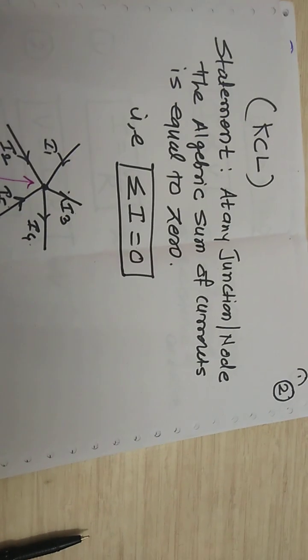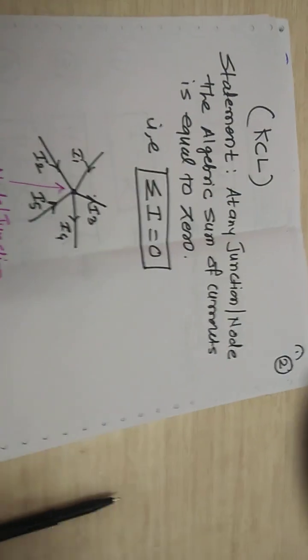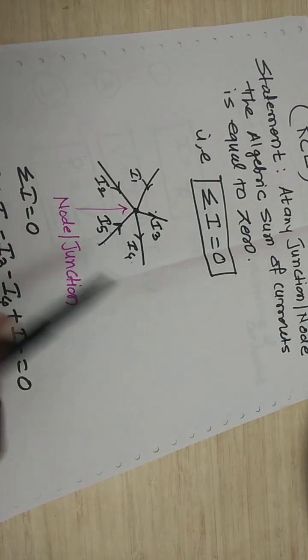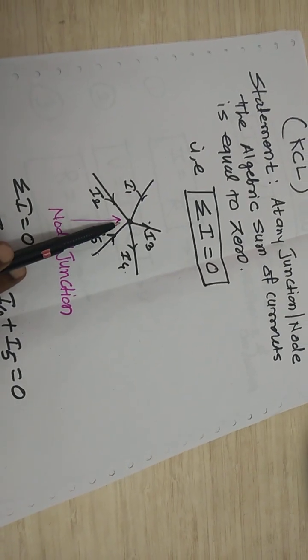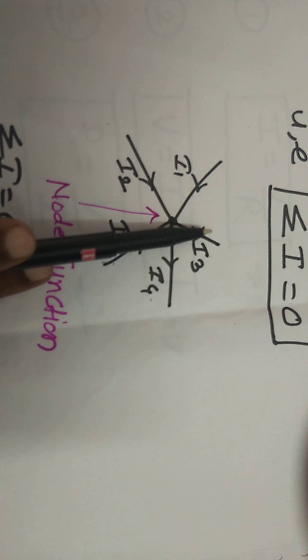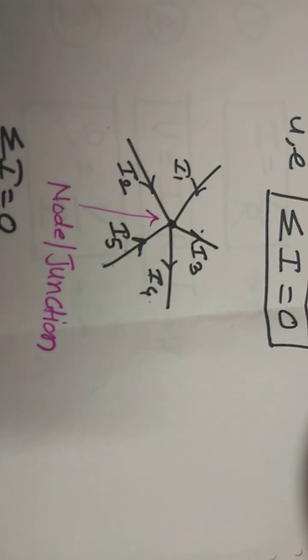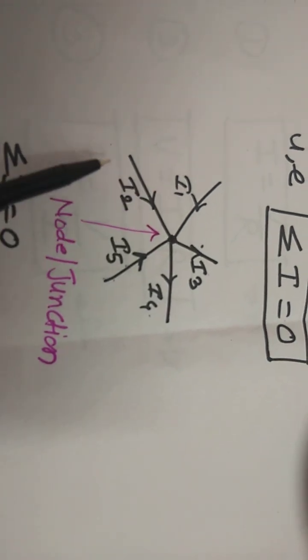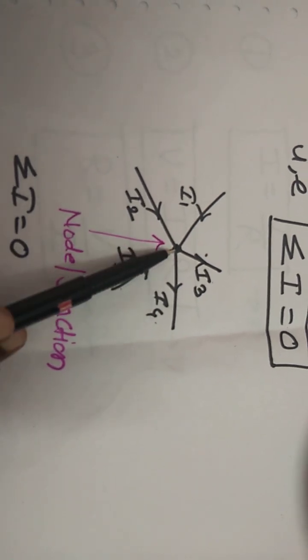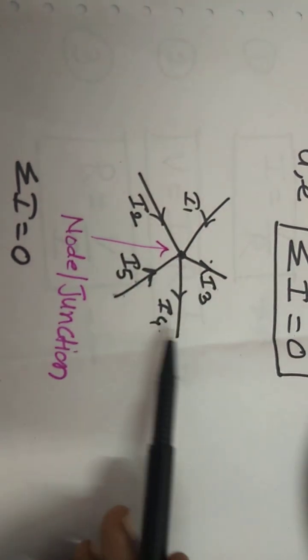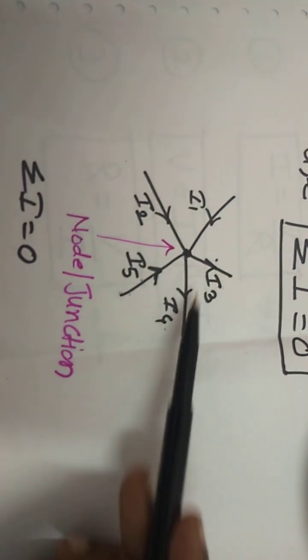As per the Kirchhoff current law, the currents meeting at a junction, for example this node, are of two kinds: some are meeting towards the junction and some are outgoing from or away from the junction. For example, current I1, current I2 and current I5 are coming toward the junction or the node. At the same time, the currents I3 and I4 are away from the junction.